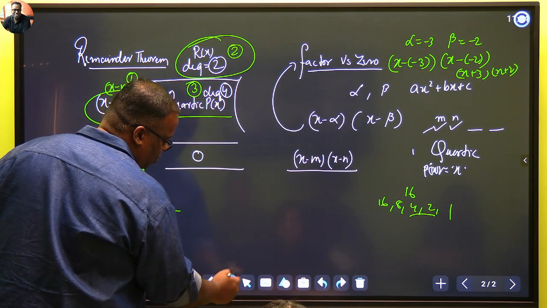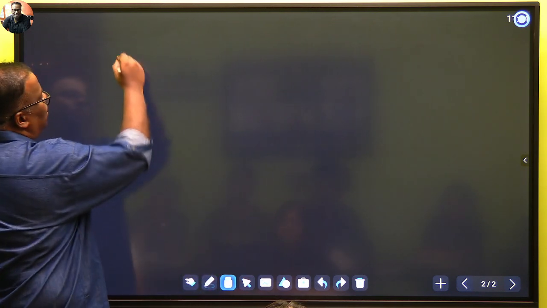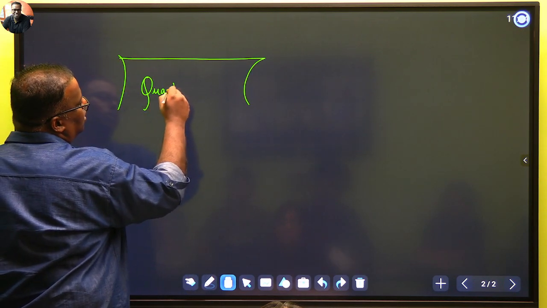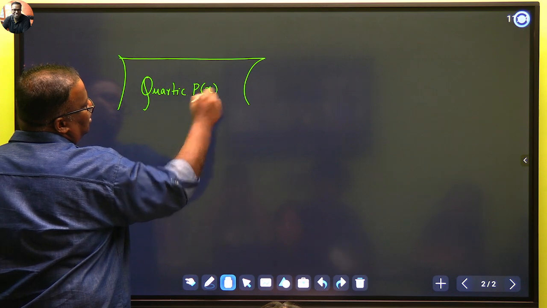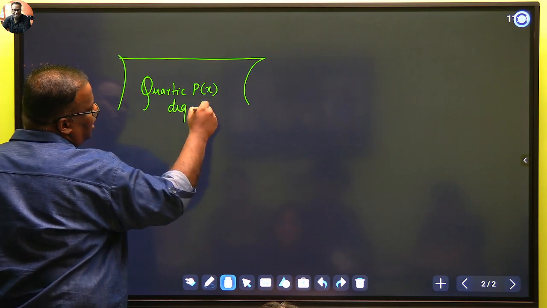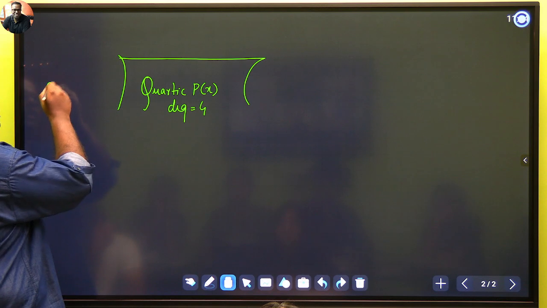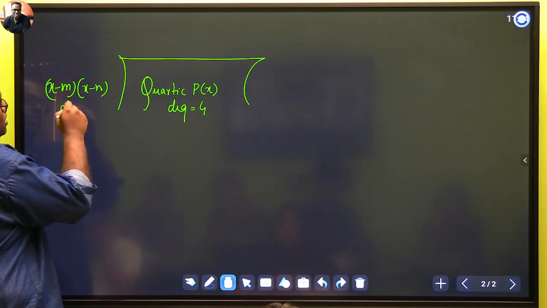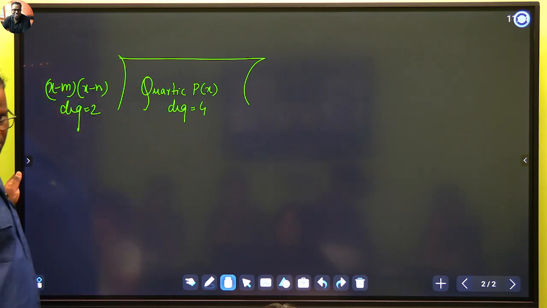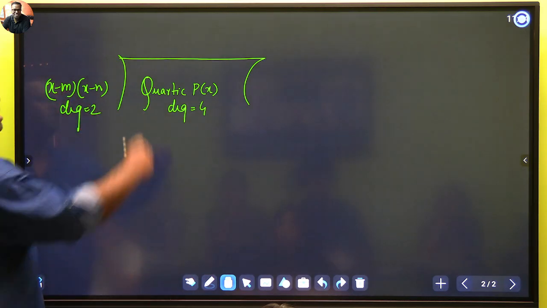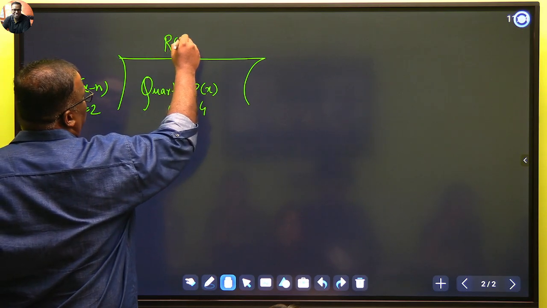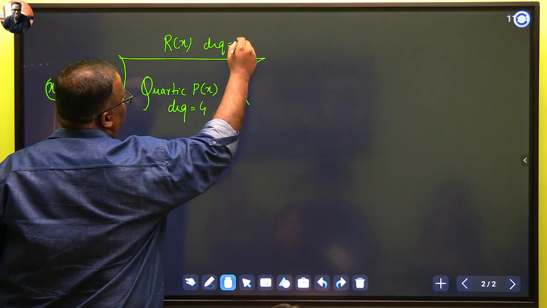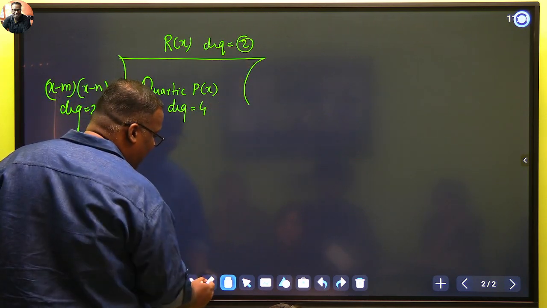No issues, beta. So what we do here is that we will now arrange our given quartic polynomial. But remember, what is its degree? 4. This is now being divided by x minus m into x minus n. Obviously this is quadratic now, degree is equal to 2. If I divide this by this, I will get my quotient as another polynomial R of x whose degree will also be equal to 2. Now what is the fun here?